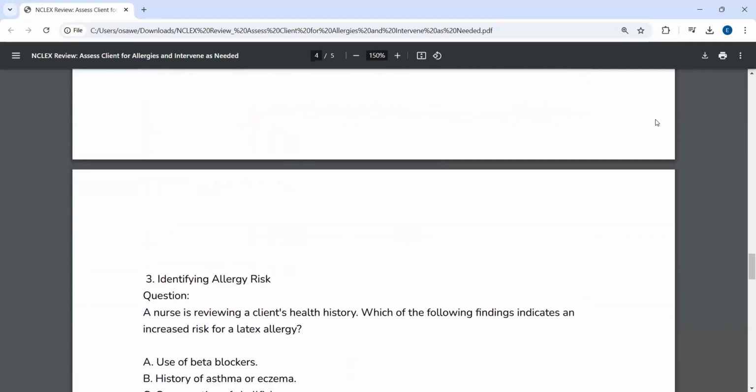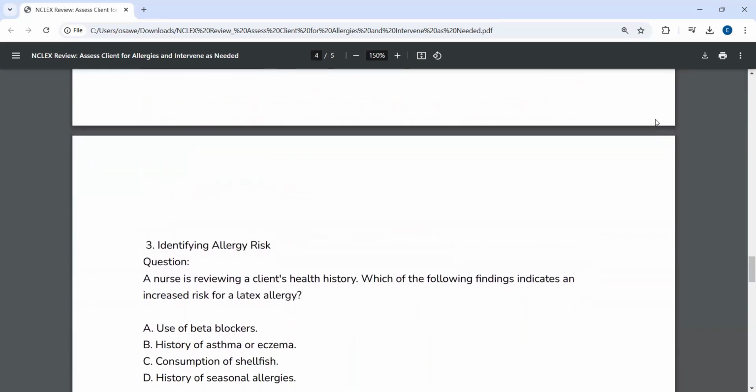Now, next question, guys. So now we have a nurse who is receiving a client's health history. Which of the following findings indicate an increased risk for latex allergy? Right? Use of beta blocker, history of asthma or eczema, consumption of shellfish, history of seasonal allergy. Increased risk for latex allergy. The question is asking you for what puts one at risk for allergy.